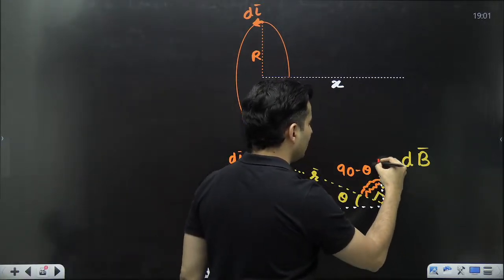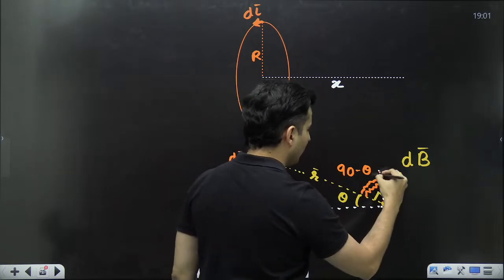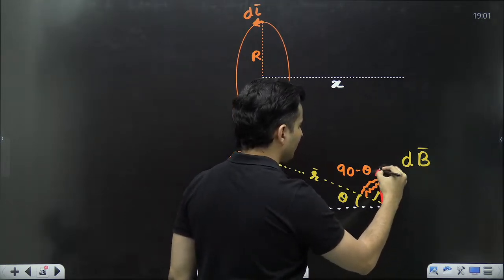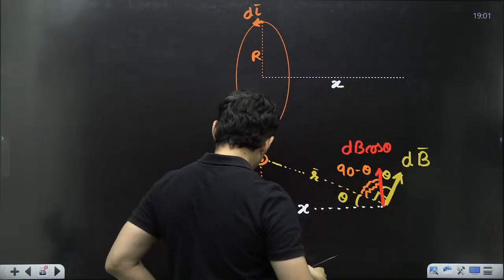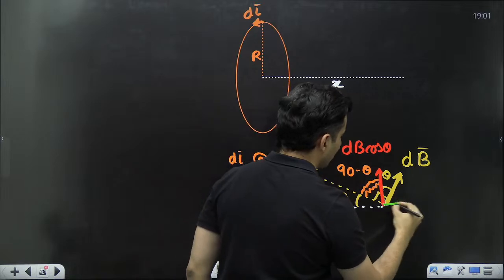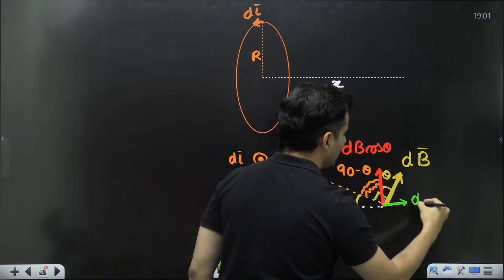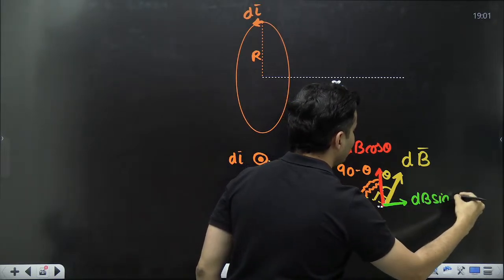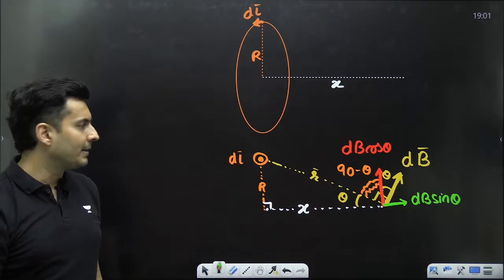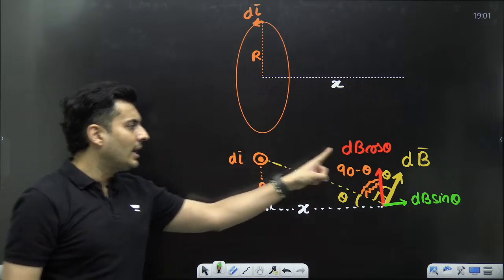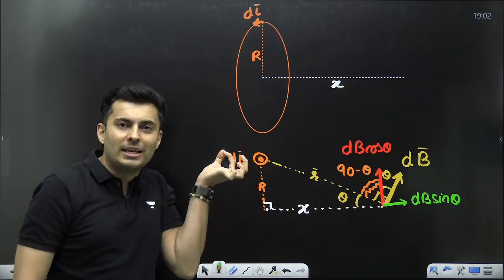One component this way, one component basically like this, that would be dB cos theta, and the other component would be like this, which is basically dB sin theta. This is adjacent, so cos; this is far away, that means it will be sin. This entire analysis is because of this small element.